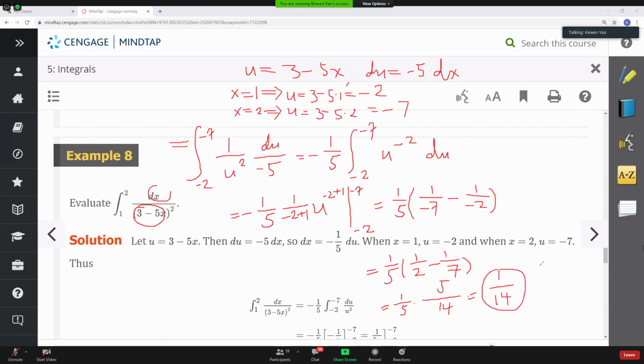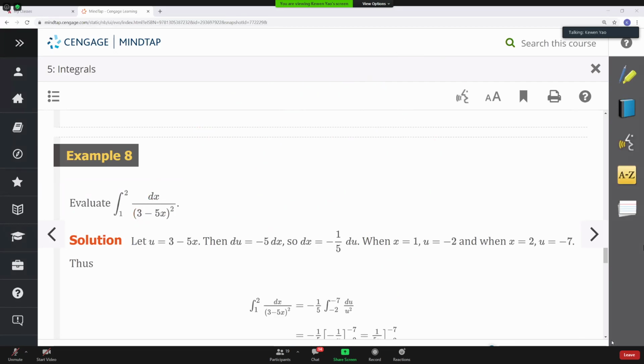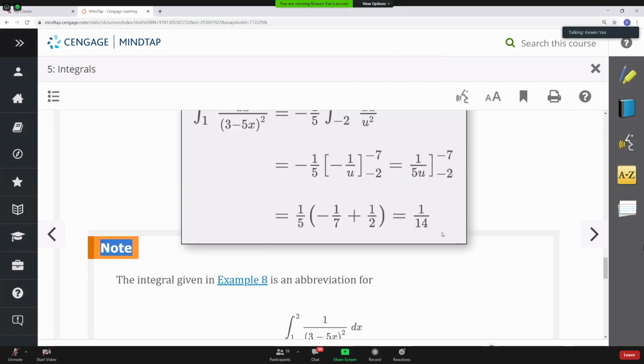Okay, 1 over 14, right? So our answer is 1 over 14. By using the older method, the substitution method, I hope you get the same answer as in the textbook. Let's verify. The answer is 1 over 14. Same answer. So this is a number, right? We have found that this is 1 over 14. Easy. Let's do one more.